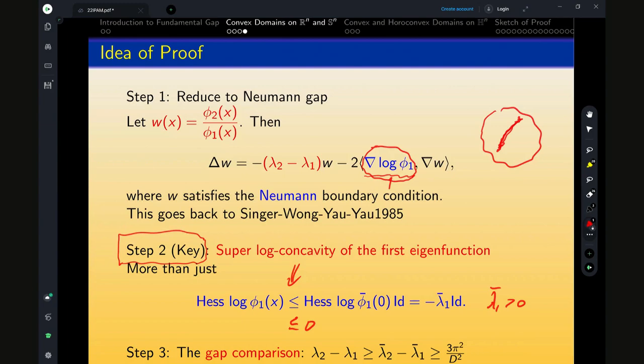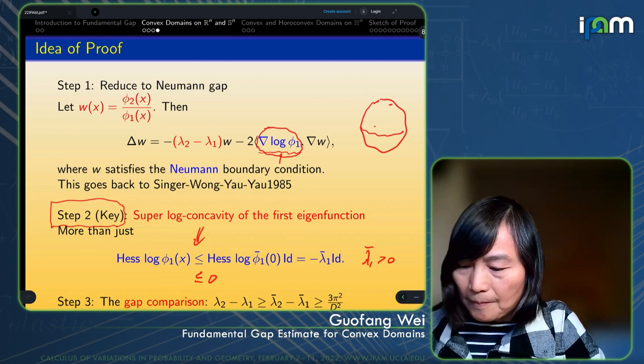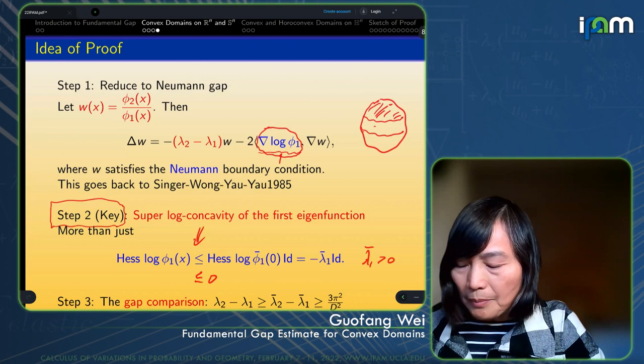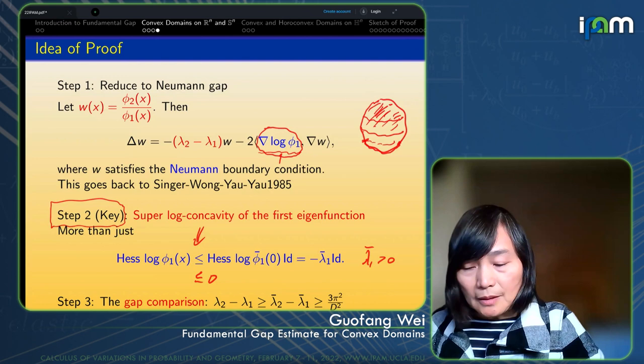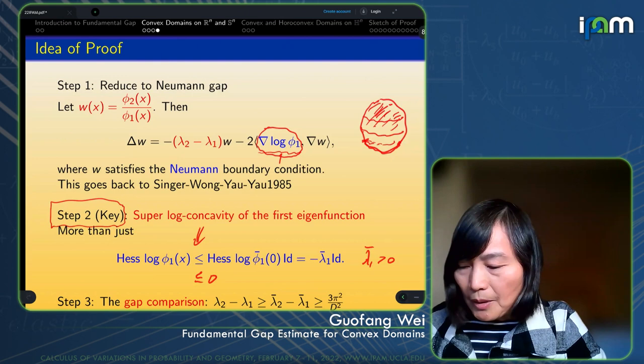Okay, so a typical example is the sphere. If we have a small ball in the sphere, then yes, these are convex. But if it is a bigger ball, then they are not convex, because the minimal geodesic from here will lie on the other side, not in this ball. So to get a lower bound, the convex condition is necessary. Otherwise, the gap usually goes to zero. You can find a domain, right? Just like here, you can take this bigger and bigger, and the gap will go to zero.